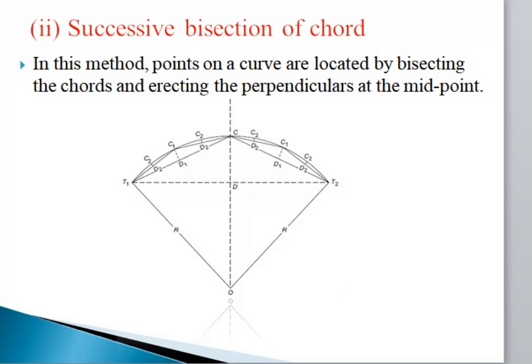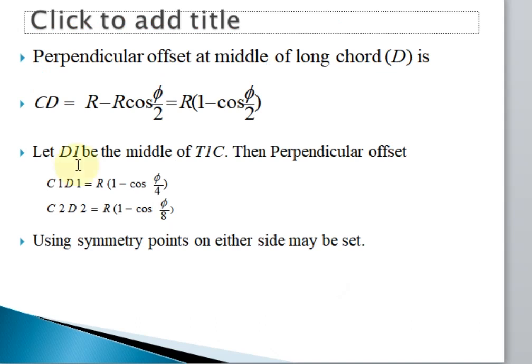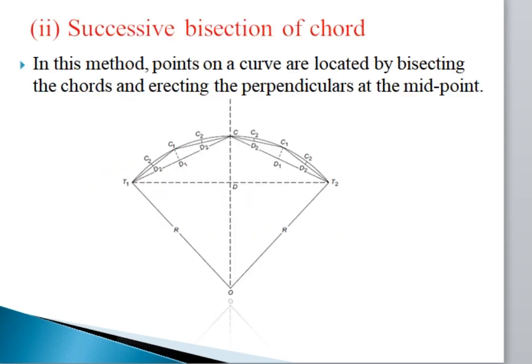In this method, points on the curve are located by bisecting the chord and erecting the perpendicular at the midpoint. So we know that at the midpoint CD, what is the length of CD? It is R minus R cos phi by 2, which is R in bracket 1 minus cos phi by 2. Let D1 be the middle of T1C, this point is the midpoint.